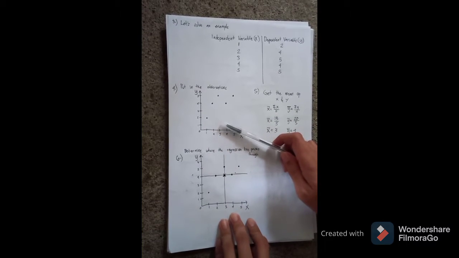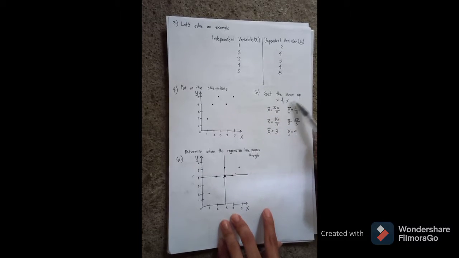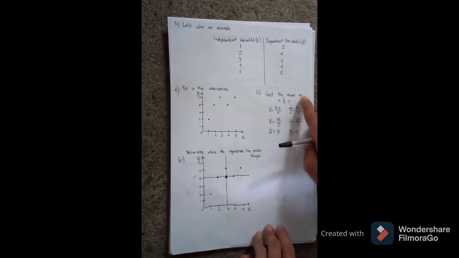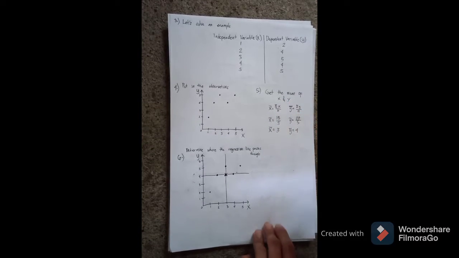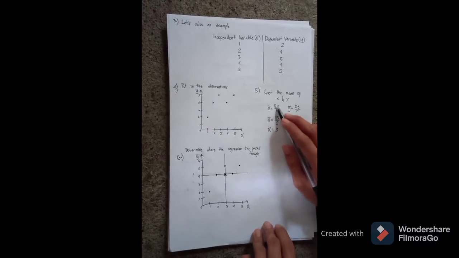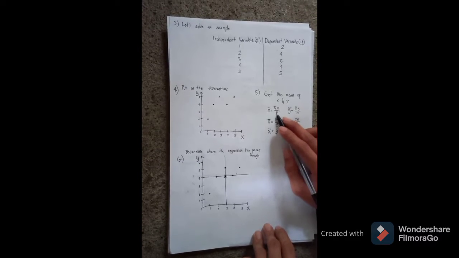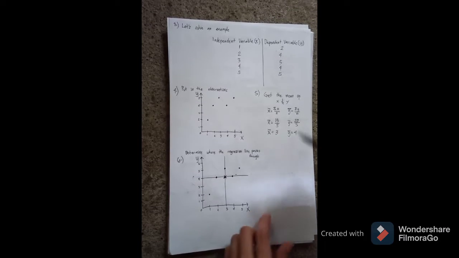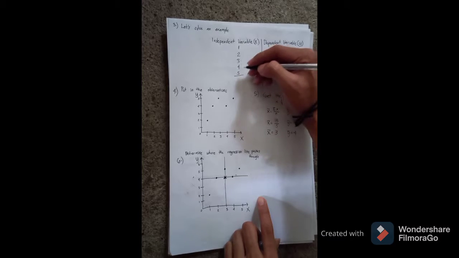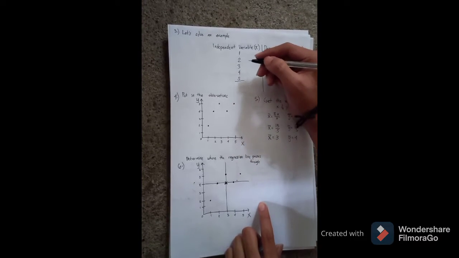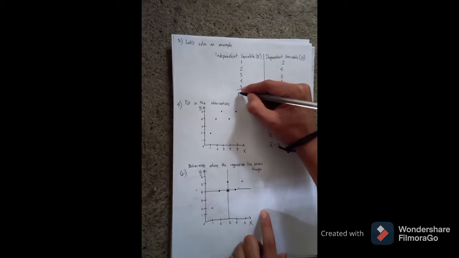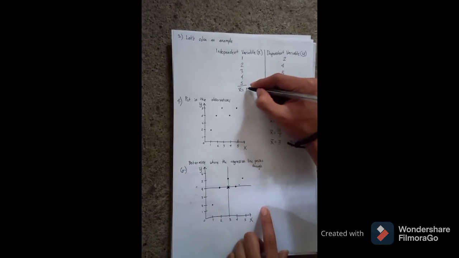After putting the observations, let's get the mean of x and the mean of y. In solving the mean of x, we must use the formula: summation of x over the number. So the summation here is 1 plus 2 plus 3 plus 4 plus 5, which is equal to 15, divided by 5. The mean is equal to 3.